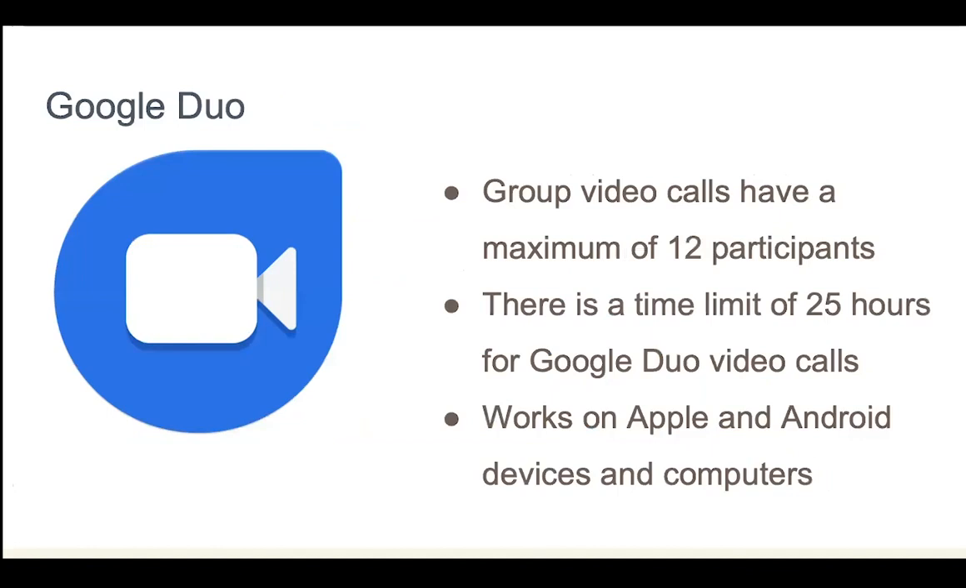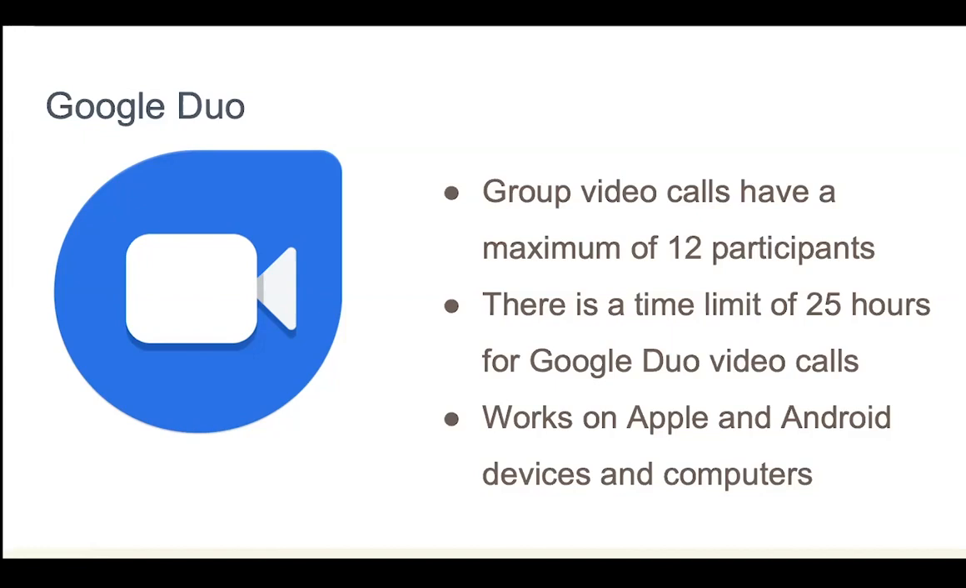So starting with Google Duo. Google Duo allows you to do group calls and have a maximum of 12 participants. So it's great if you're just hanging out with friends. For our purposes today, it wouldn't work because we have, I think, more than 20 people on right now. And there is a limit of 25 hours for a Google Duo video call, and that's for one call.